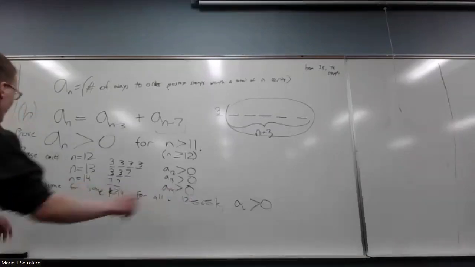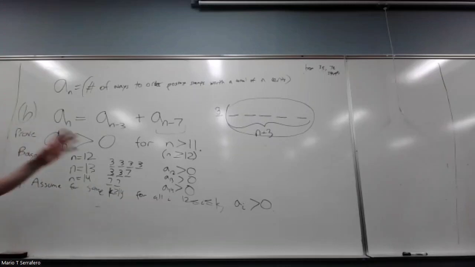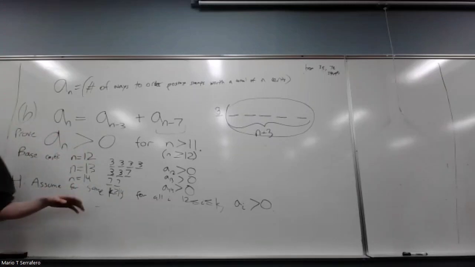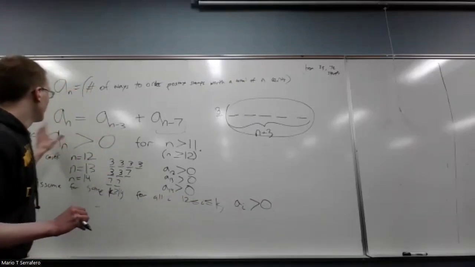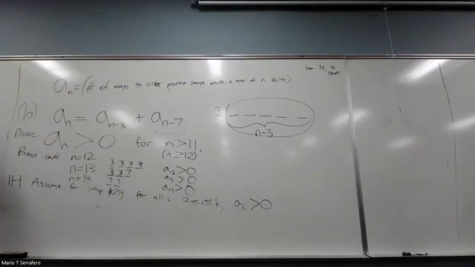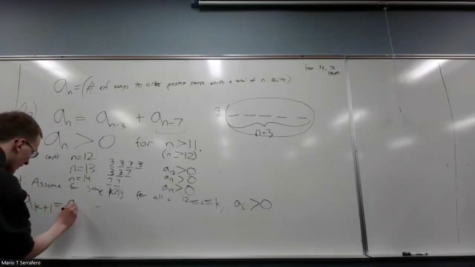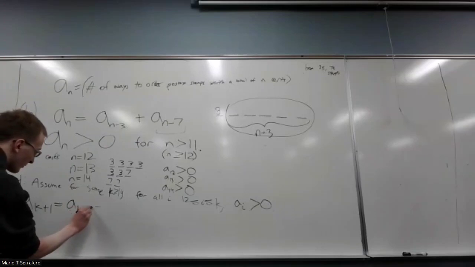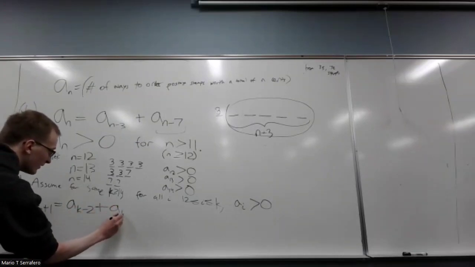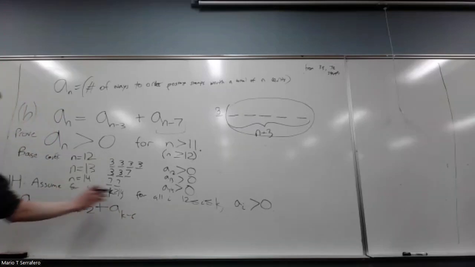That's good points. Then we have the inductive hypothesis now, that up to K, there's always a way from 12 up to K to make stamps for that many cents. Then we want to make stamps for K plus 1 cents. So we want to make sure that A sub K plus 1 is greater than 0. We're going to use the recurrence relation to get K plus 1 in terms of A sub K plus 1 minus 3, which I'll write as K minus 2, and K plus 1 minus 7, so K minus 6.